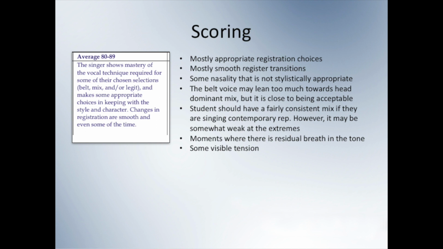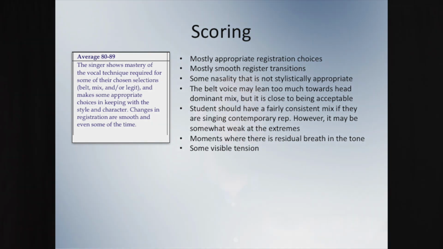A few examples that fall outside of the NATS rubric would be a student who walks in with nasality that's not stylistically appropriate, or a belt voice that leans too much towards head-dominant mix but is close to being acceptable. Students should have a fairly consistent mix if they are singing contemporary repertoire, however, it might be somewhat weak at the extremes of chest and head. There might be moments where there's some residual breath in the tone quality, and there may be some visual tension.